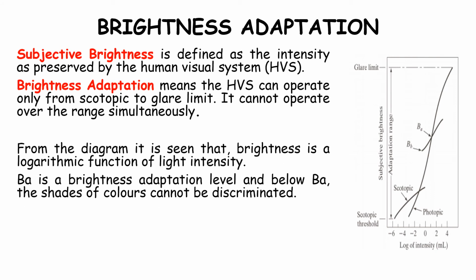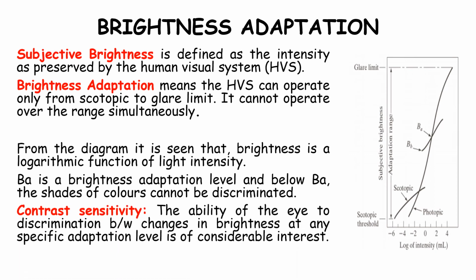From the diagram it is seen that brightness is a logarithmic function of light intensity. BA is the brightness adaptation level, and below BA the shades of colors cannot be discriminated by an eye. Contrast sensitivity means the ability of an eye to discriminate between changes in brightness at any specific adaptation level is of considerable interest.